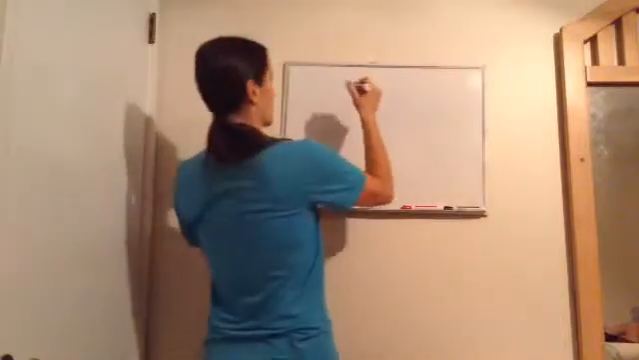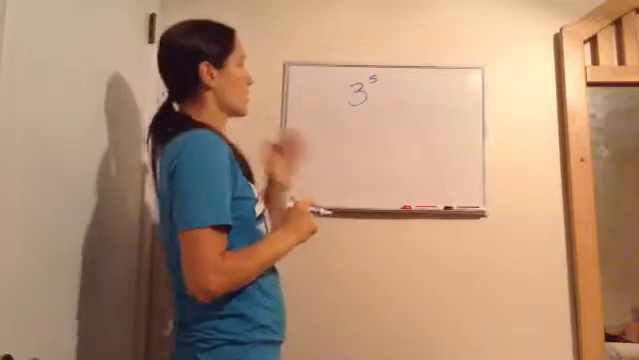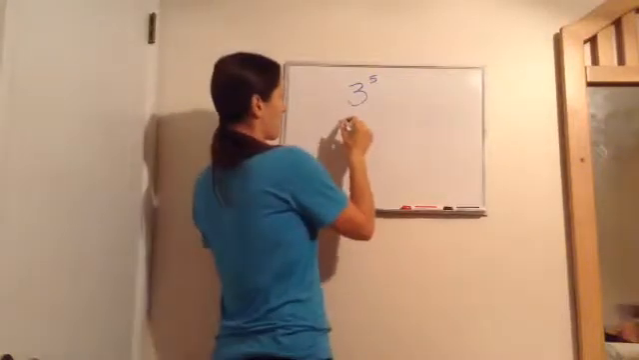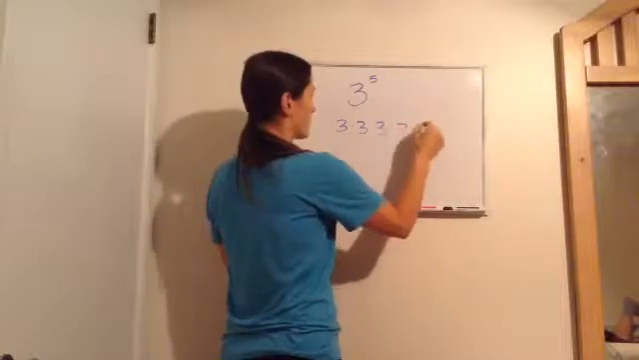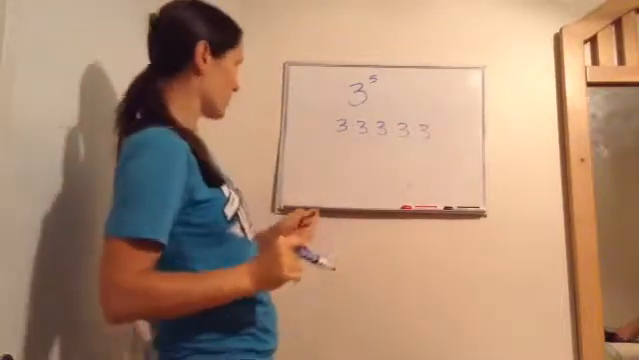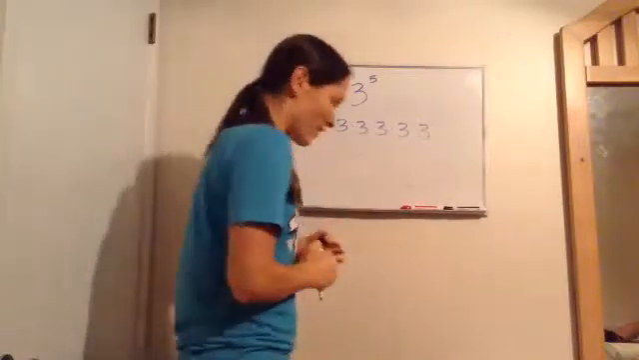Okay, now let's talk about this. If you were to see 3 as the base and 5 as the exponent, what does that mean? It's 3 times 3 times 3. Very good. 5 times: 3 times 3 times 3 times 3 times 3. Okay, so 5 times of 3's.